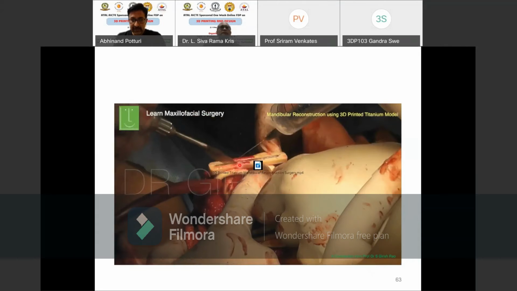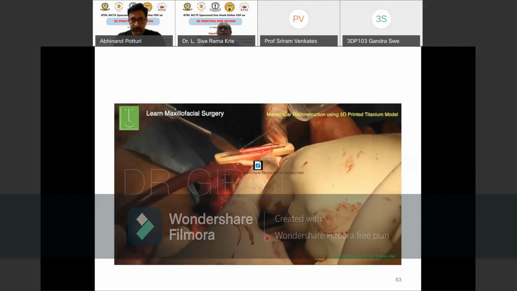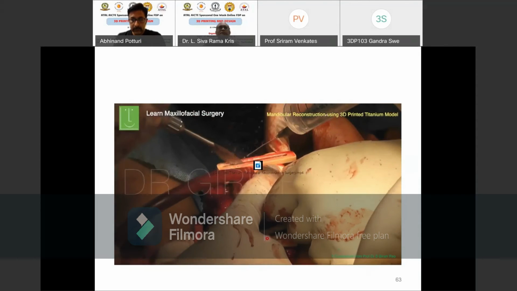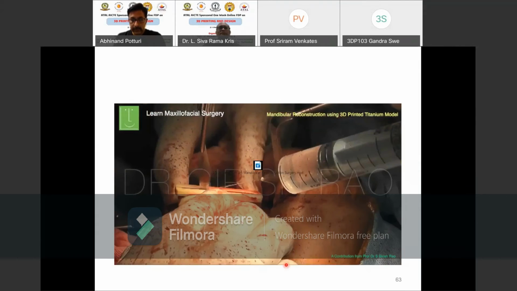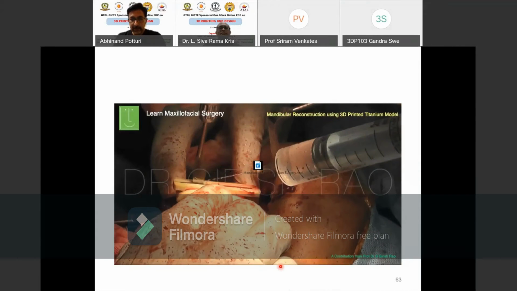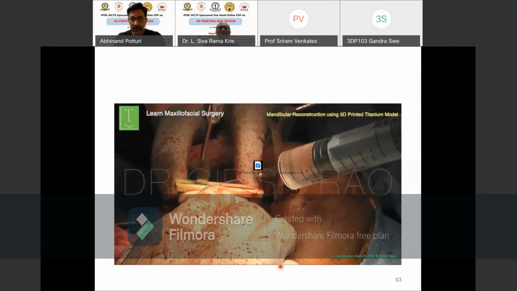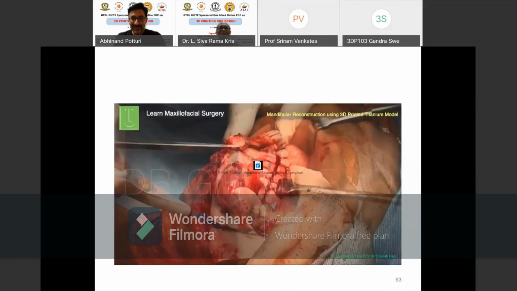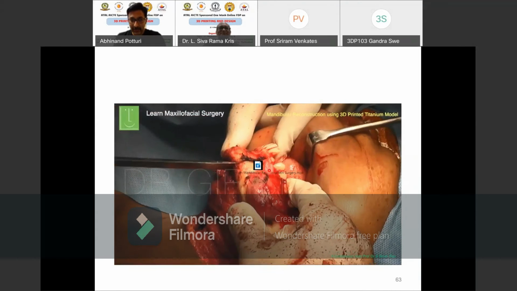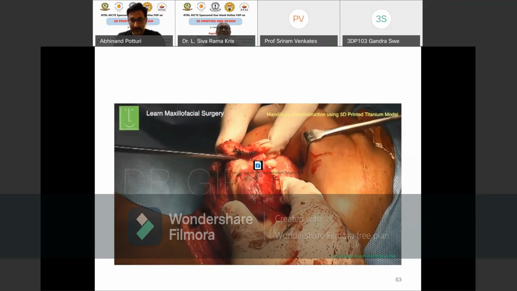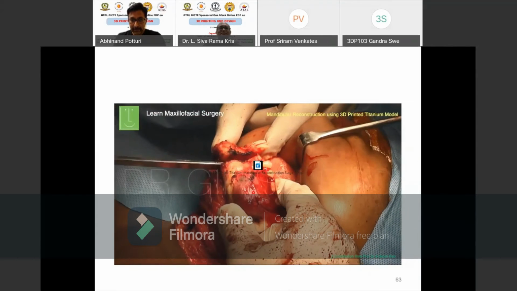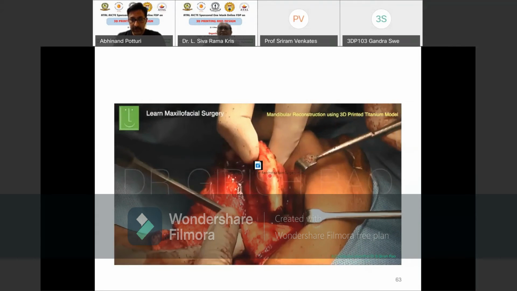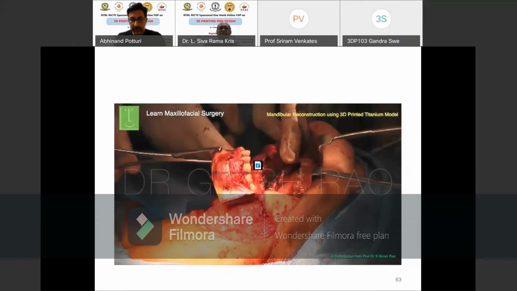So the jaw is cut now. Don't worry about this bloody things and all. It's very normal in the surgical field. So you don't think that so much of blood and all, it's normal thing. See, his jaw is now cut. It is separated. It is removed. The entire, this is the tumor. The center part is the tumor. So removed along with the tumor.